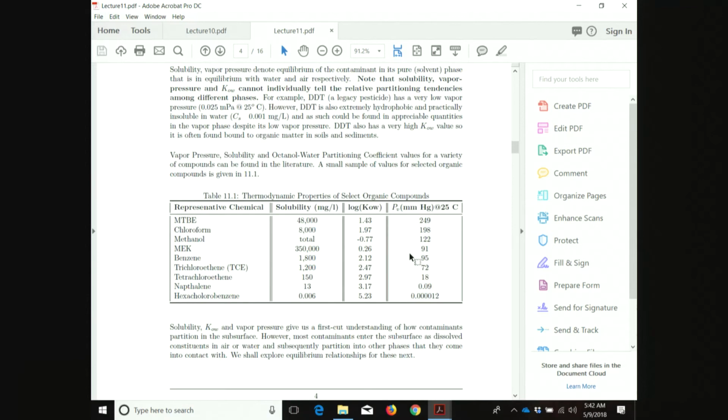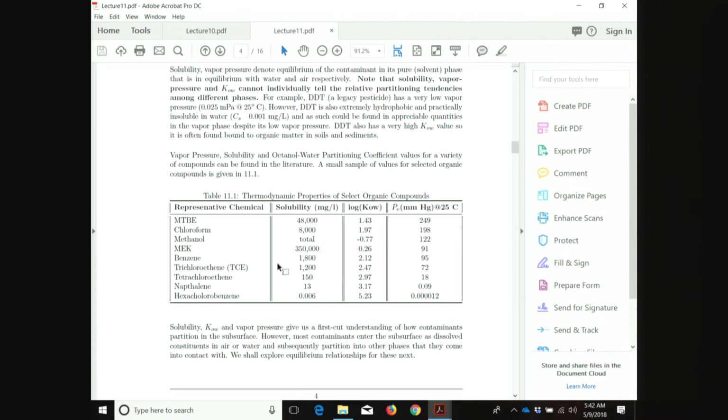Okay. So for a lot of chemicals, you can look at solubility, the log K_OW, and the vapor pressure to figure out where that chemical is likely to be. If this number is large, it tends to be in water. If this number is large, it tends to be in organic matter. If this number is large, it tends to prefer the atmospheric phase. So the chemicals partition into different phases.